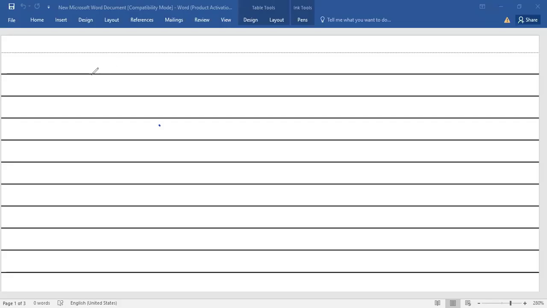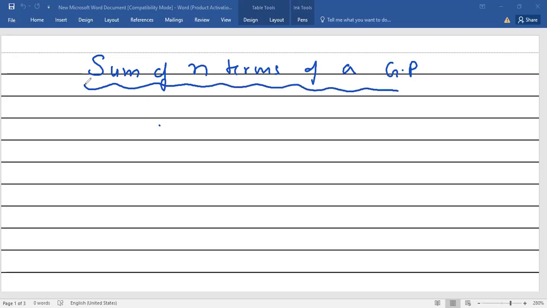Now we will look into the formula which helps us in finding the sum of n terms of a given geometric sequence, that is, a geometric progression. So let's say we have been given 2 plus 4 plus 8 plus 16 and so on, all the way up to the 10th term. Then how to do it?